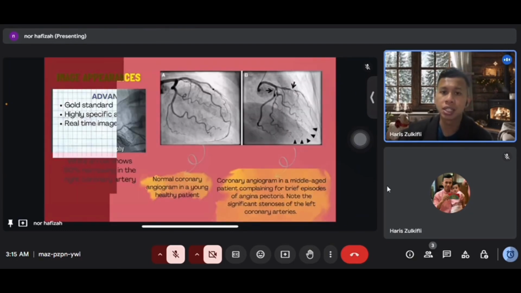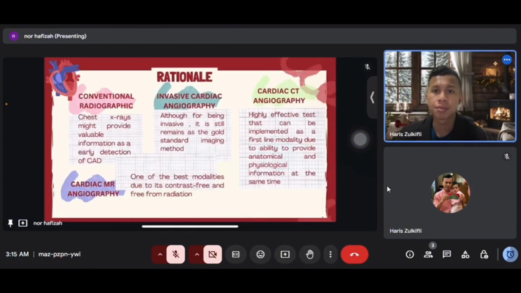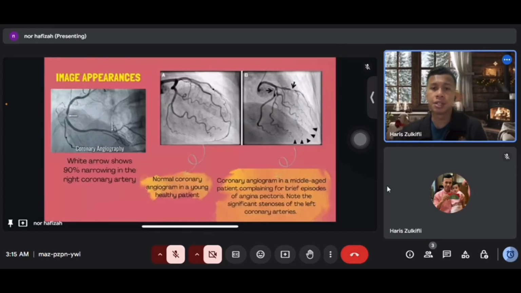Okay, next is the image appearance. On the left, you can see white arrows showing 90% narrowing in the right coronary artery. In the middle is a normal coronary angiogram in a young healthy patient. And on the right side is a coronary angiogram in a middle-aged patient complaining of a brief episode of angina pectoris. Note the significant stenosis of the left coronary arteries.